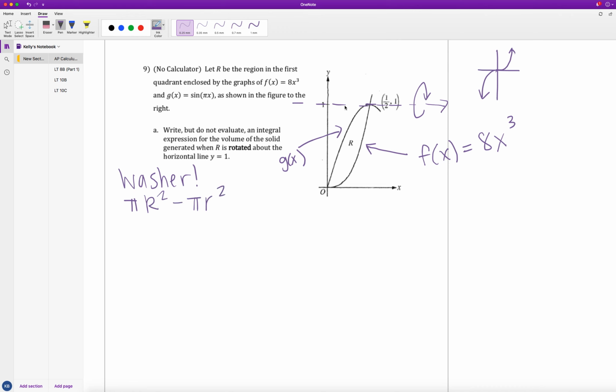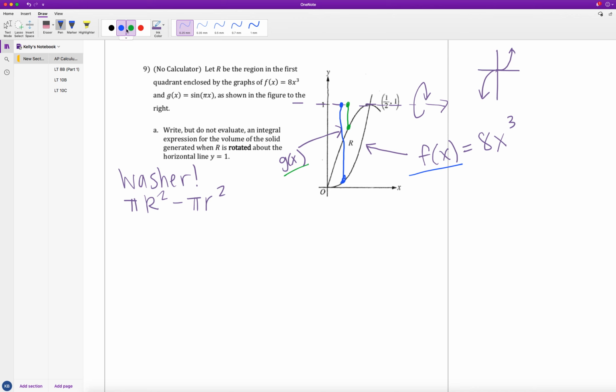The other thing I'm paying attention to is because I'm going to slice perpendicular to the axis of revolution, it means that my radii are going to be going up and down. So if I draw my first radius, it's going to start at the axis of revolution and go down to the first curve, which is g of x. And then to get my second radius, it's going to start back at the axis of revolution and go all the way down to the second curve, which is actually f of x for this example.